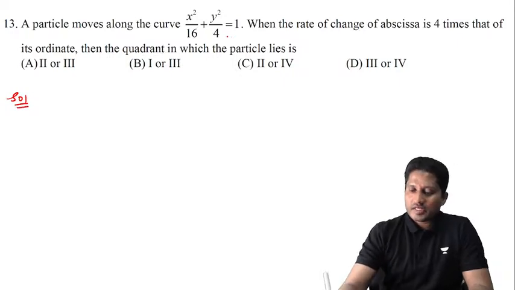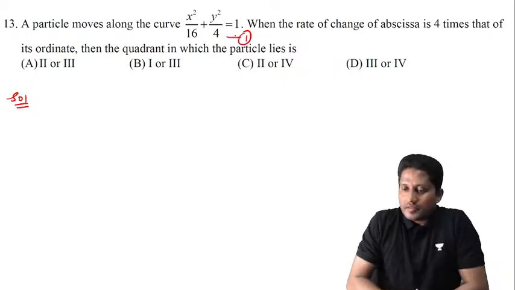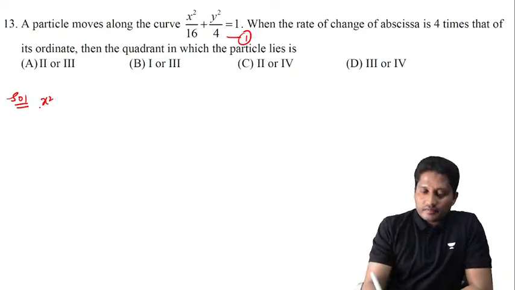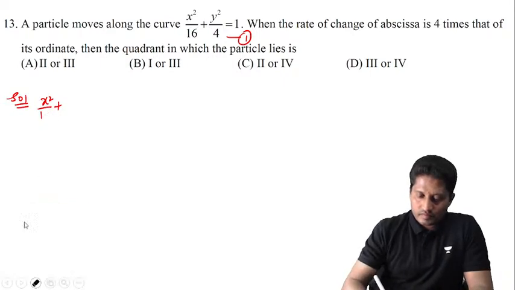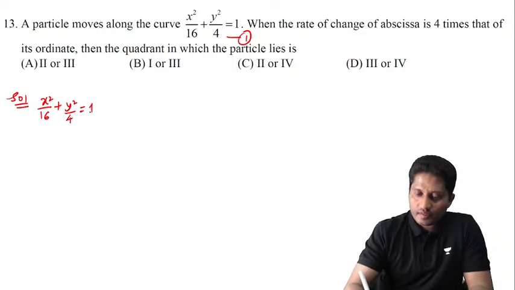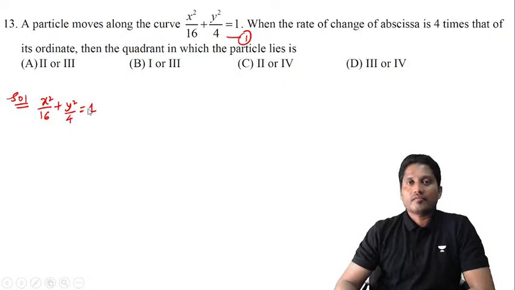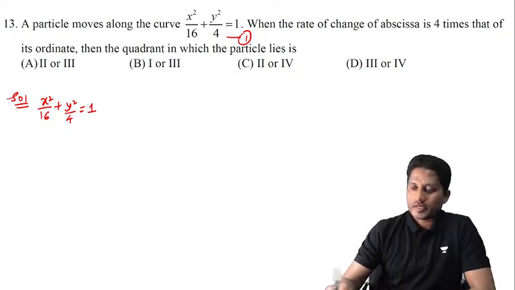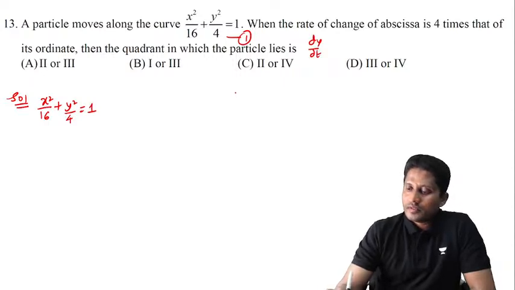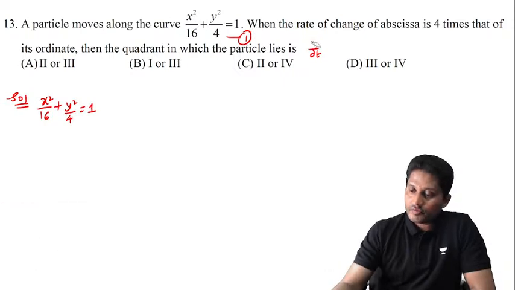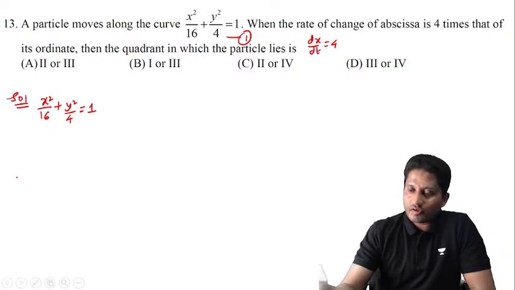A particle moves along the curve x square by 16 plus y square by 4 is equal to 1. What, when the rate of change of abscissa is 4 times its ordinate. So this means that rate of change of abscissa, that is dx by dt, is equal to 4 times rate of change of its ordinate.